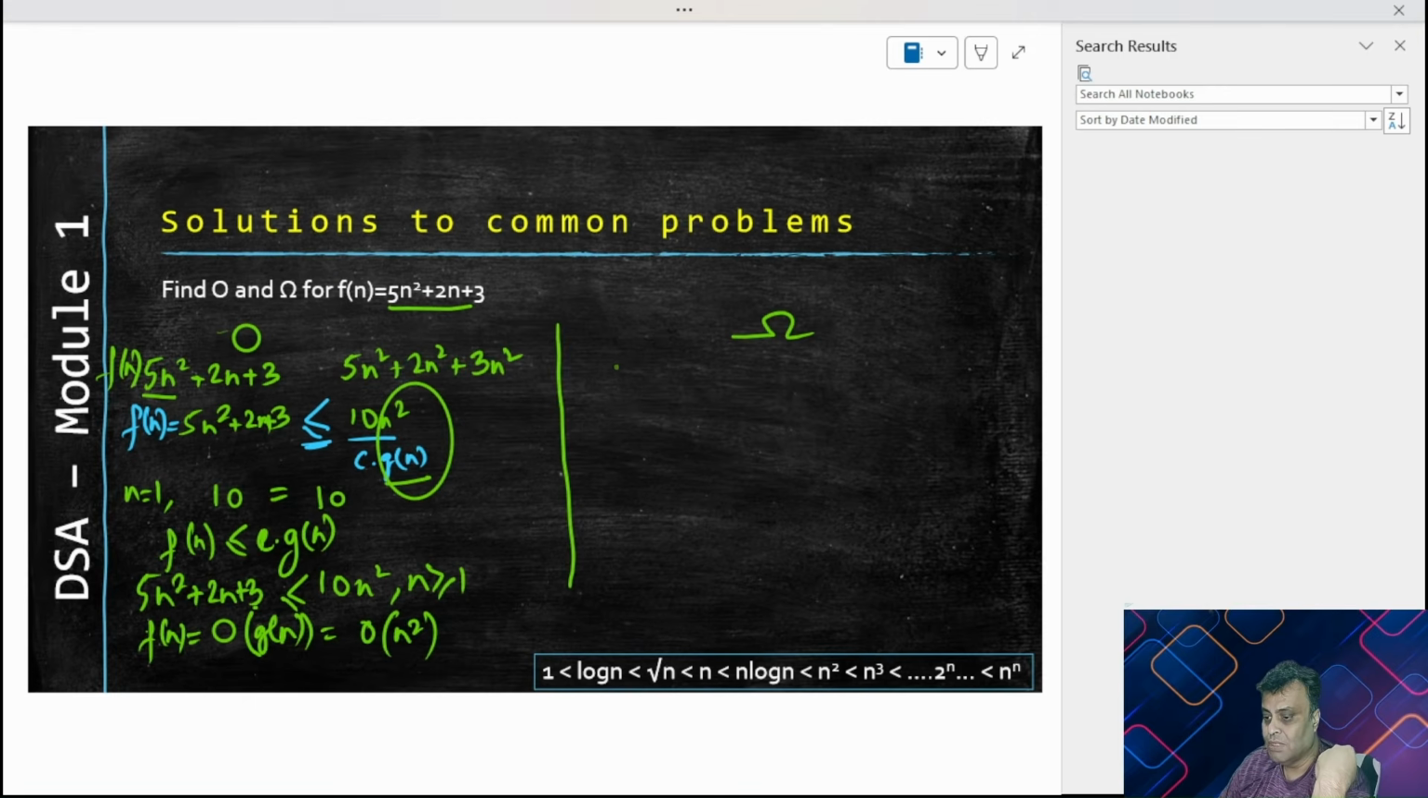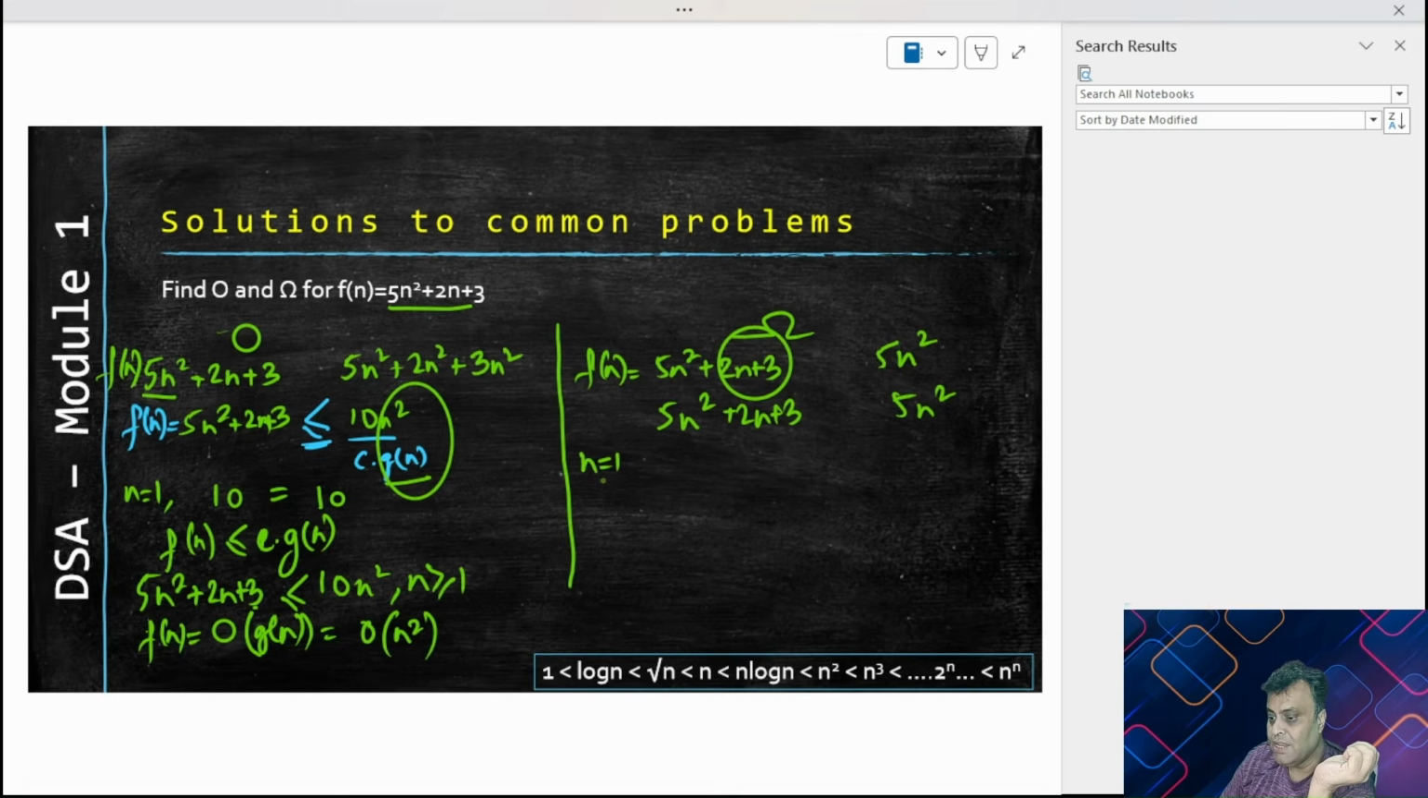Now that same polynomial, if I take f(n) as 5n square plus 2n plus 3, and this polynomial on the right, I want to express omega, I want to represent a lower bound, then let us remove all the powers which are not the degree, right? And therefore on my right hand side, let us just keep 5n square. So then can we say that on the left hand side we have 5n square plus 2n plus 3, on the right hand side we have 5n square, and let us take n equal to 1 and see what happens. So this becomes 10 again, and this becomes 5.